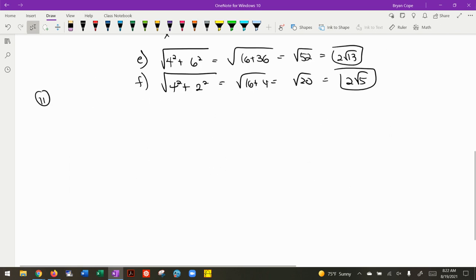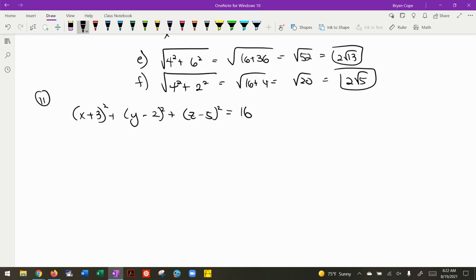11. The question is: find an equation of the sphere with center (-3, 2, 5) and radius 4. What is the intersection of this sphere with the yz plane? Finding the equation of the sphere is pretty straightforward. (x + 3) squared plus (y - 2) squared plus (z - 5) squared. The radius is 4, so we have equals 16.